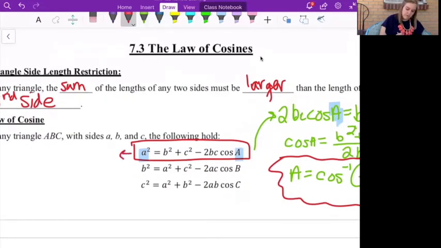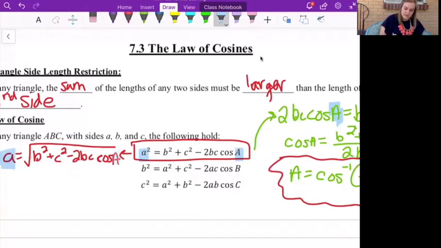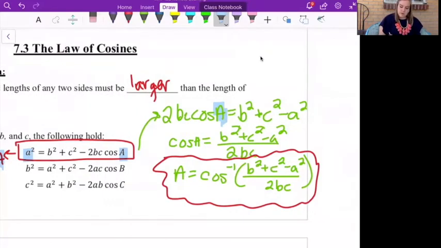The other thing is if we're looking for the side, we're going to use that a equals the square root of b squared plus c squared minus 2bc cosine of A. And again, just reiterating, this is the side opposite the angle that's given. And then for this one, we're going to be finding the angle, and we just have to be sure that this negative a squared is the side opposite of the angle that we're looking for.